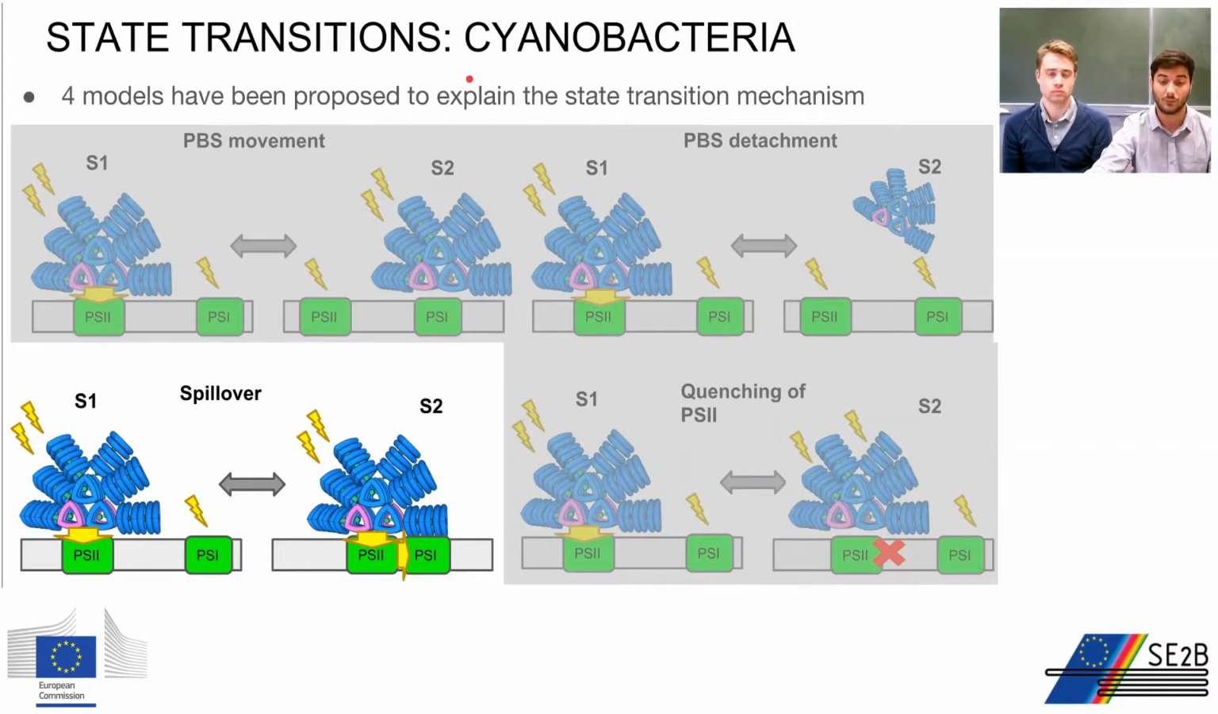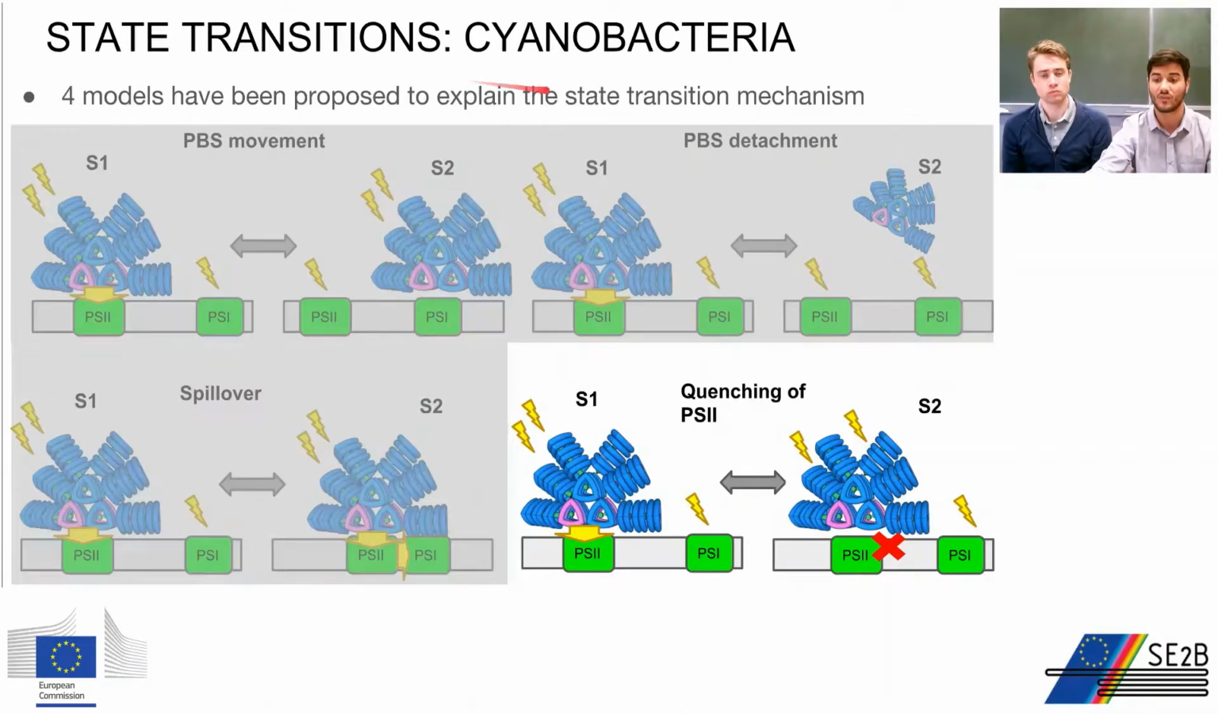In the spillover model, as in the previous model, in state 1, the energy is arriving to photosystem 2 through the phycobilisomes, but in state 2, the energy is mostly arriving to photosystem 1 through a direct energy transfer from photosystem 2 to photosystem 1. This process is called spillover. The last model states that in state 2, less energy is arriving to photosystem 2 due to a dissipation of the energy at the level of this photosystem.